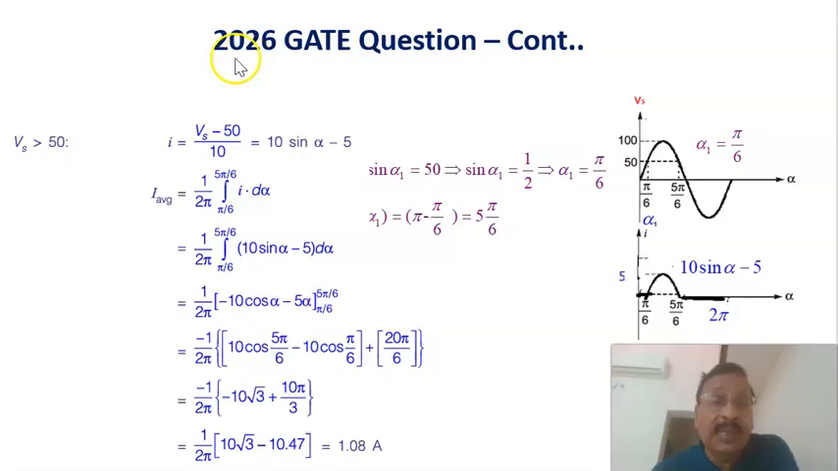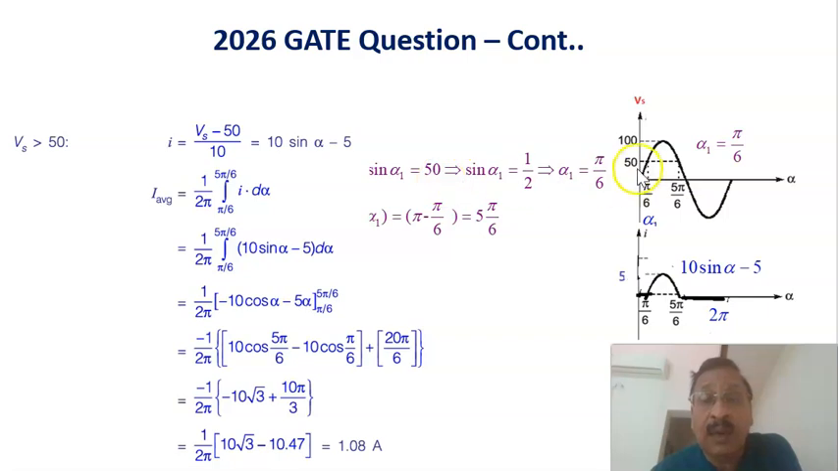Now continuing the same problem, the 2026 GATE question. This is the voltage that is applied to the circuit. Only when the input voltage is more than 50 volts does the diode get forward biased and start conducting. That is why you have to see the instant at which this voltage goes above 50 volts. For that, we have to calculate this angle, I am putting it as alpha 1. Sine alpha 1 you have to calculate, and from that alpha 1 can be calculated.